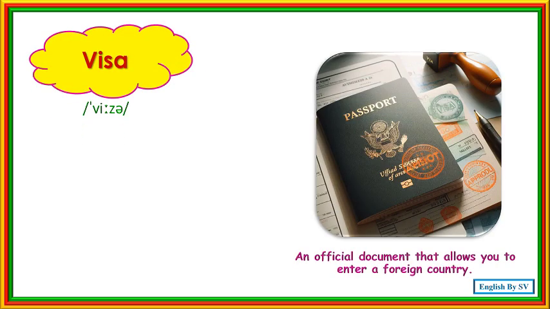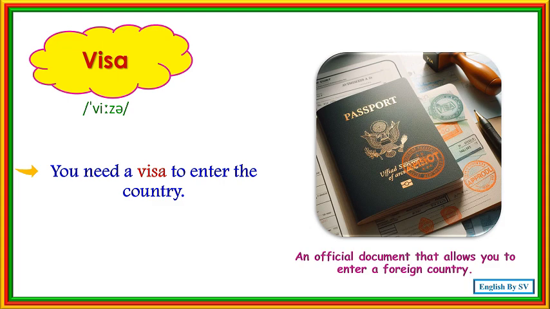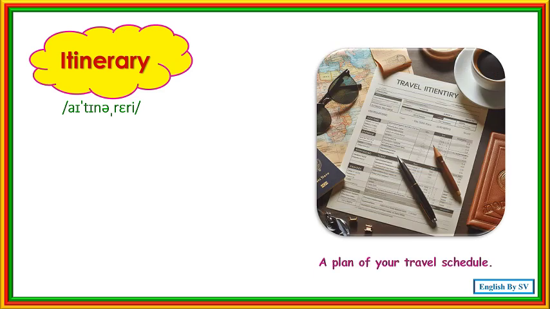Visa. An official document that allows you to enter a foreign country. You need a visa to enter the country. Itinerary. A plan of your travel schedule. Here's our itinerary for the trip.